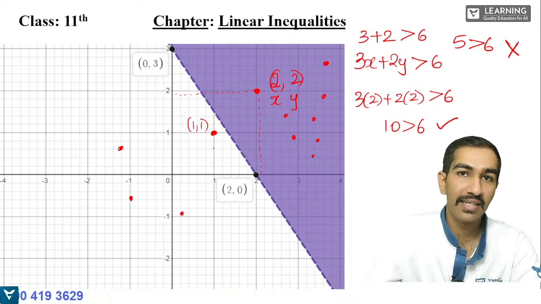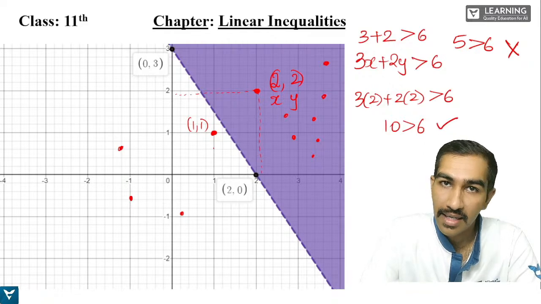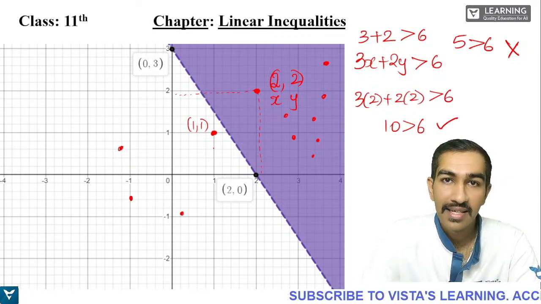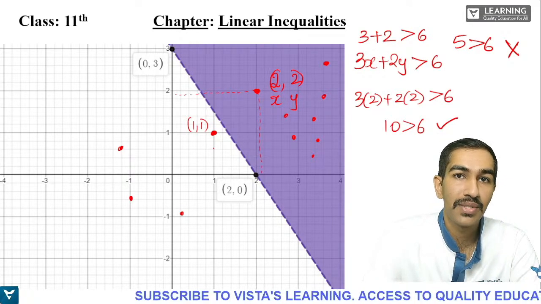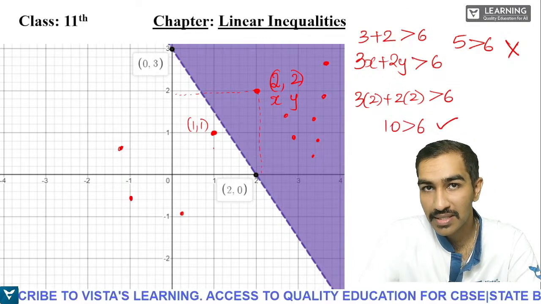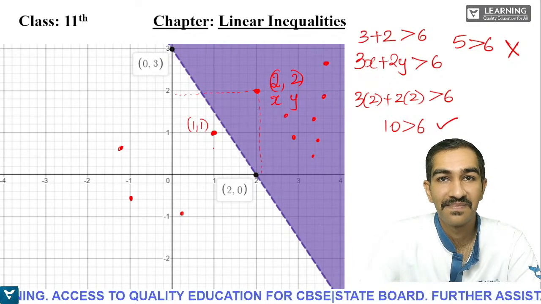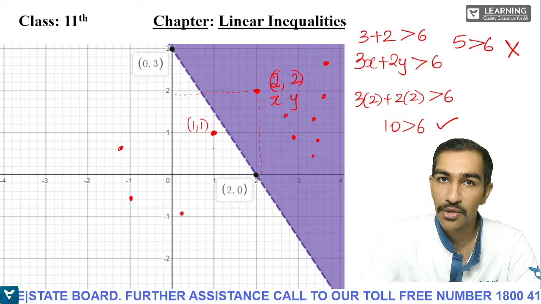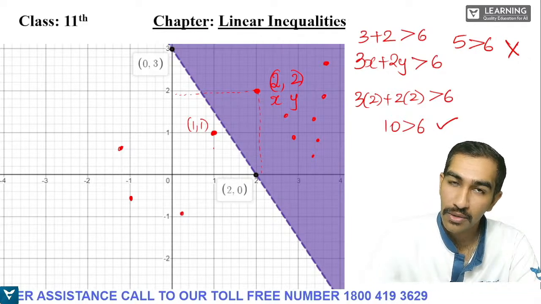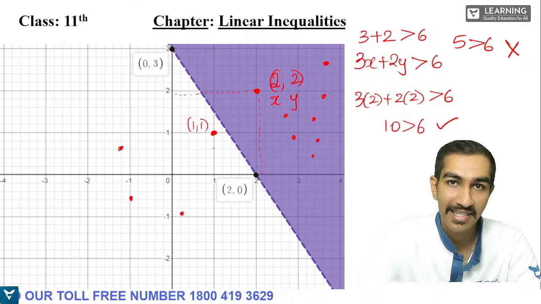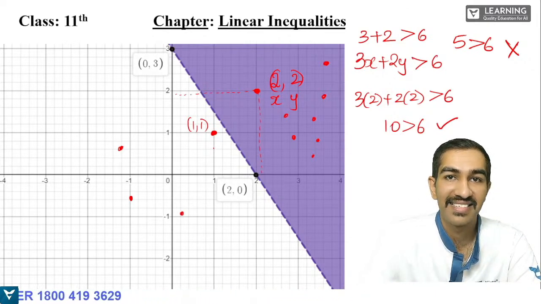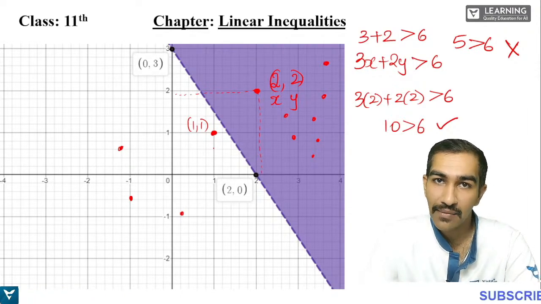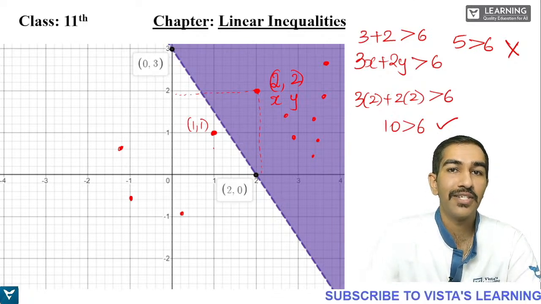That's it. Once again, I'll do a very quick revision. What we have to do here: an inequality will be given to you. You have to convert that inequality into an equation. How do we convert? Remove the inequality symbol and insert an equal to symbol. After converting into an equation, find out the values of x and y. Put x is equal to 0, put y is equal to 0. You will be getting 2 points. Plot those 2 points on the graph and join them. You'll be getting a straight line. Then you have to see whether it is greater than or lesser than, and according to the inequality, shade the region. This is the end of the solution.